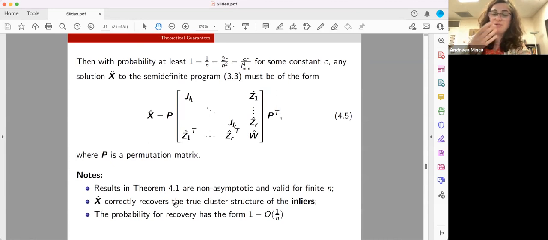So in this case, I have to tell you what the probability of recovery is. The probability is of the form 1 minus O of 1 over n, so it tends to 1 at this speed as n becomes large.